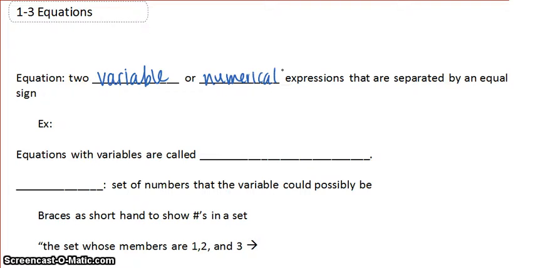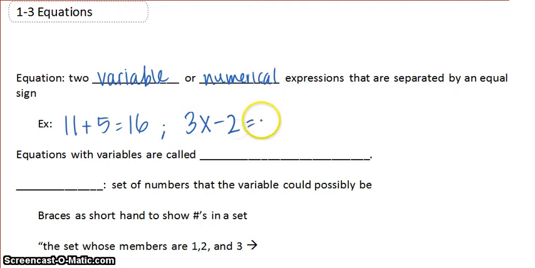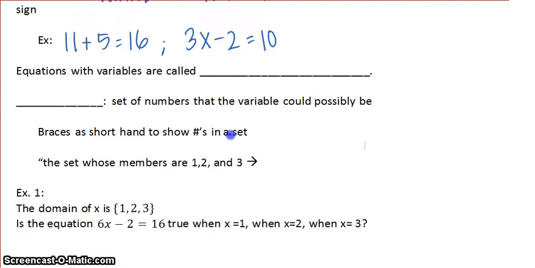Some examples of that are 11 plus 5 equals 16, or we have 3x minus 2 equals 10. So you have to have some sort of addition, subtraction, multiplication sign, so that's why you have to have two expressions put together in that. Equations with variables are called open sentences.